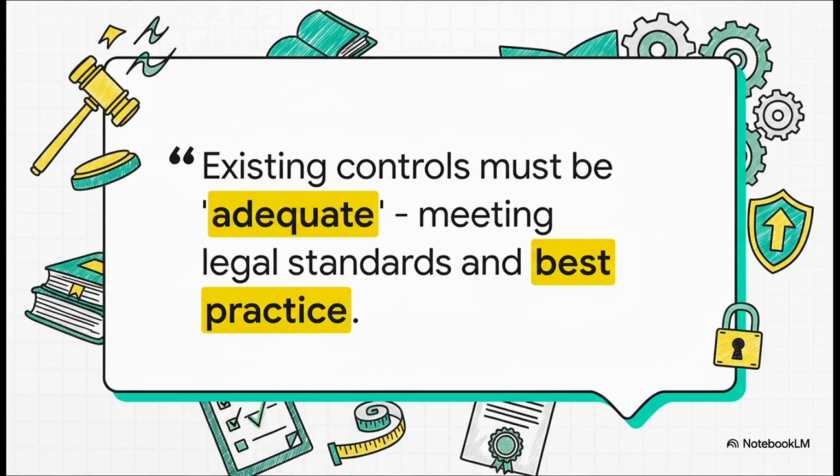The key word NEBOSH uses is adequate. So let's say there's a wet floor sign. That's a control for sure, but is it adequate? Well, if the floor is always wet and people are still slipping, then no, it's not. An adequate control meets the law, follows industry guidance, and most importantly, it actually works.